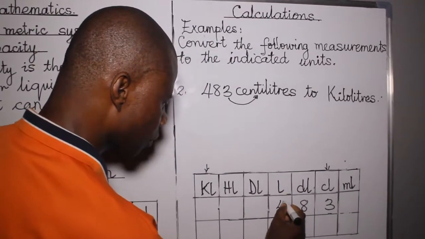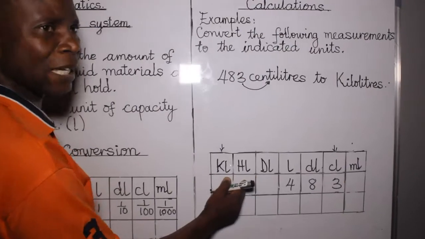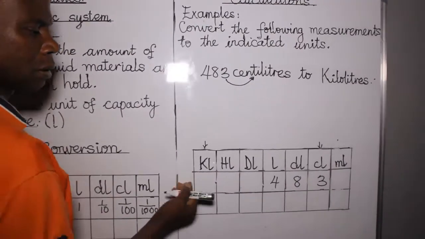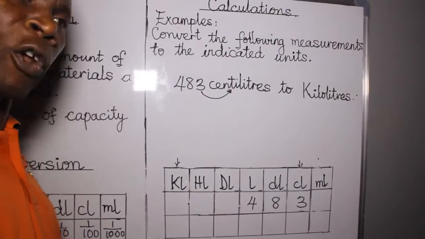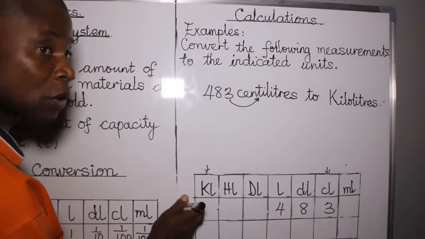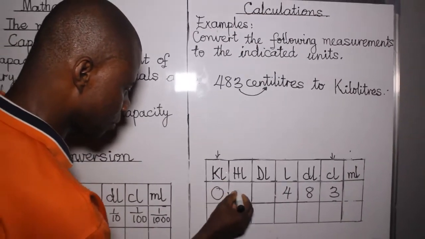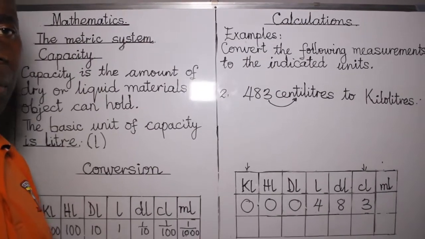Here you have 4. But we have the decaliter and hectoliter before the kiloliter. There is nothing else in front of 4, which means what? No figure. And no figure means nothing. Nothing is 0 in mathematics. So you come to the kiloliter and start with 0, 0, 0. That's all. You are finished answering your question.